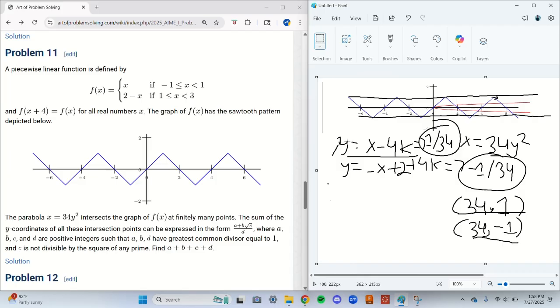This parabola will stop intersecting these lines entirely. So k equals 8 is our limit. So k equals 8 for this graph. Okay, now what about this line?